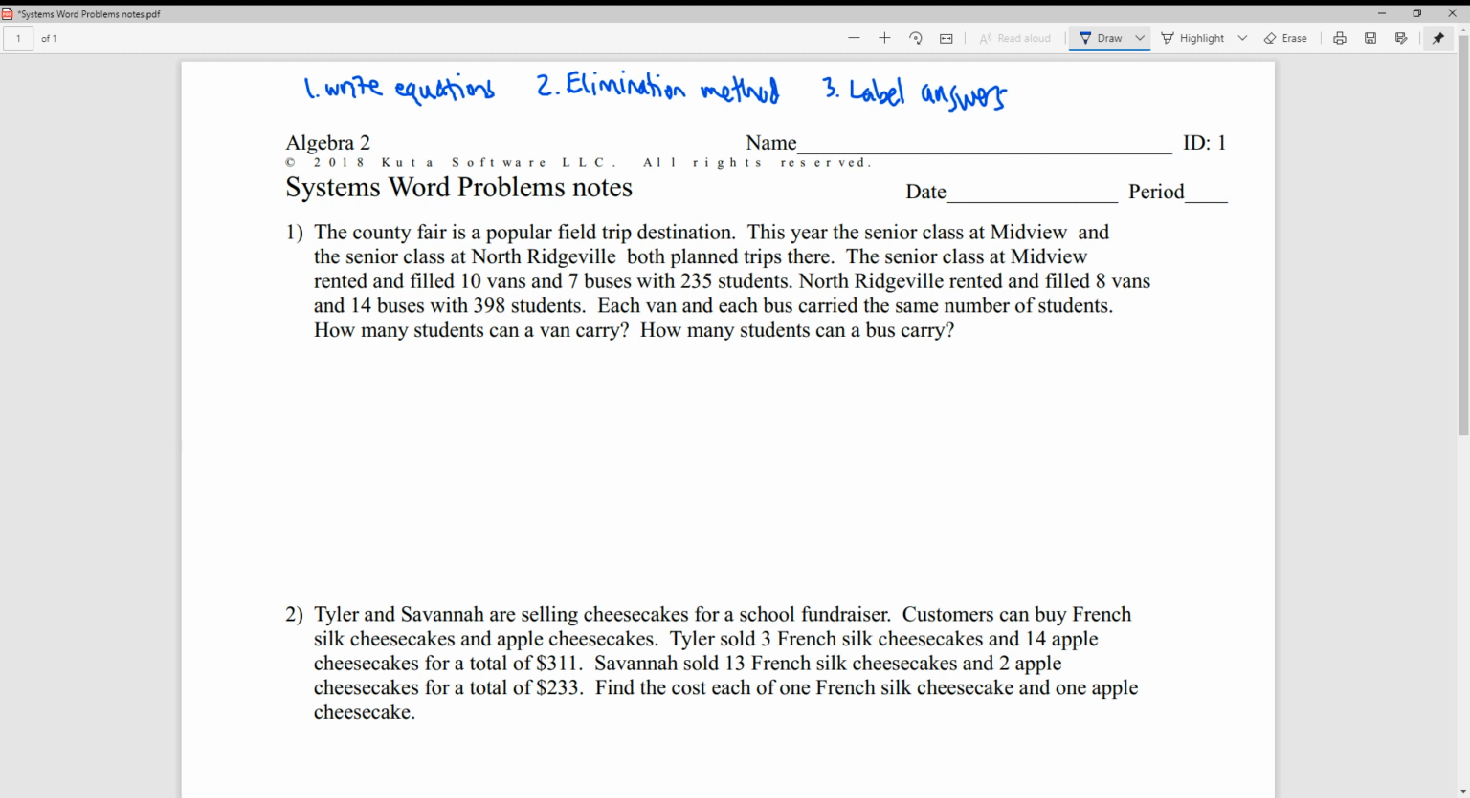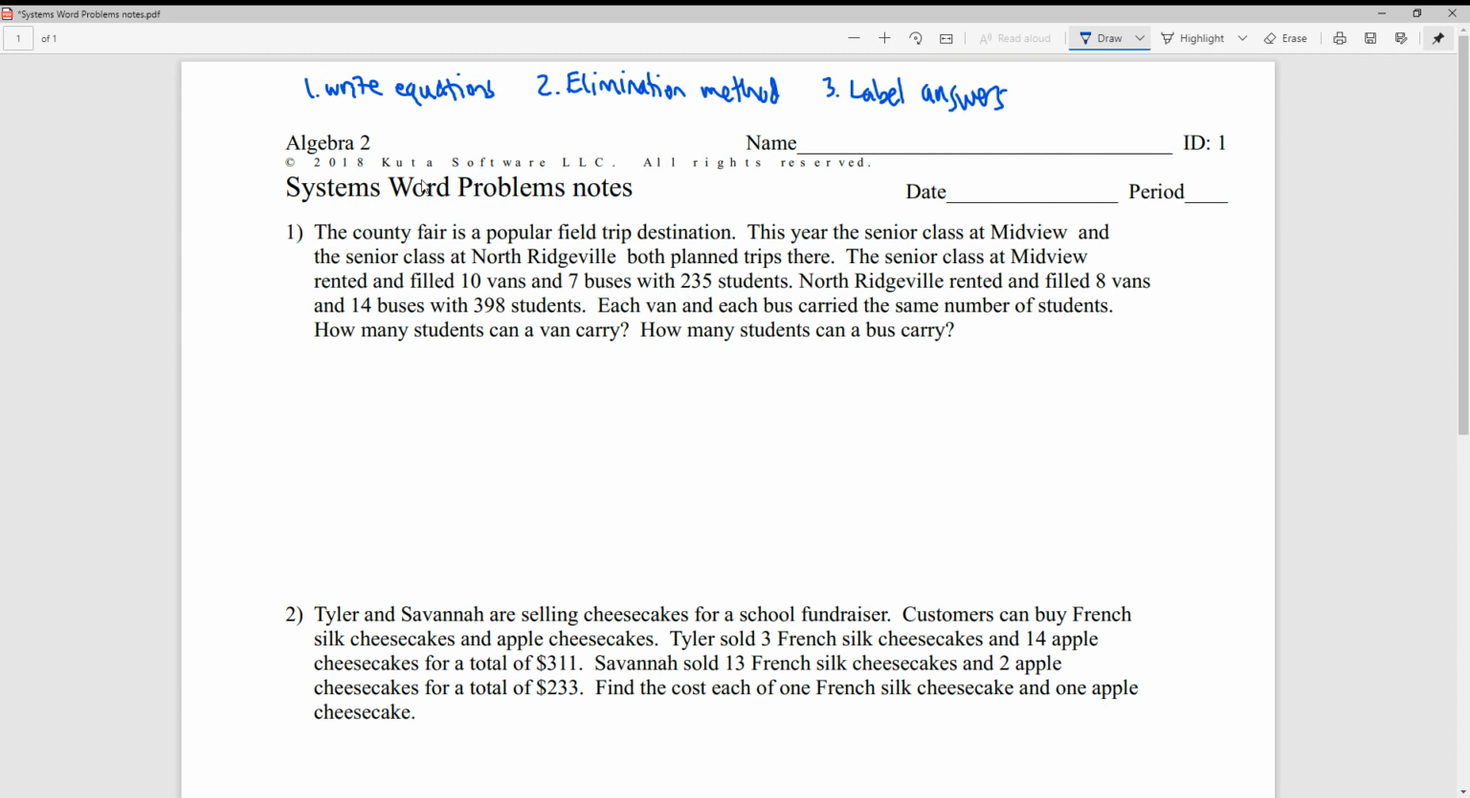Hello. Today what we're going to do is solve some word problems that involve systems of equations. We're going to break this down into three basic steps. After you read through the problem, of course, the first thing we want to do is write our two equations. Remember, a system has at least two equations. These will all be two equation systems.